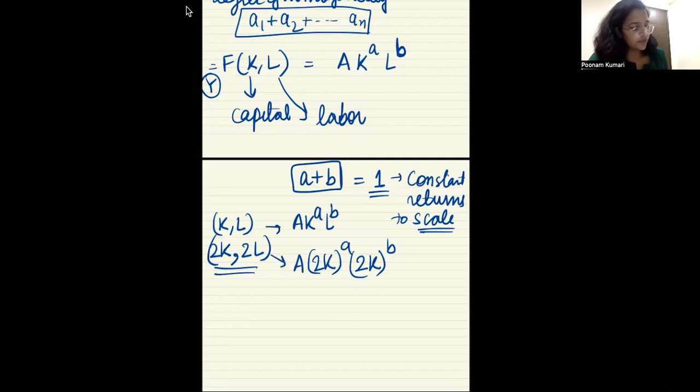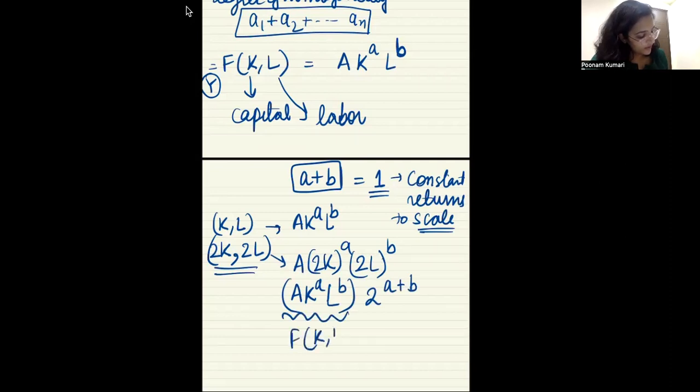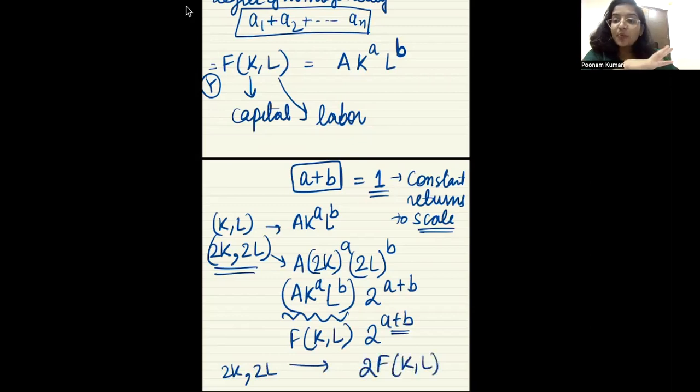So what will this be? A K raised to the power A and, oh sorry, this is L. So L raised to the power B. ठीक है, and we have 2 raised to the power A plus B. ठीक है, so this is simply my production function, F(K, L). ठीक है, so अब अगर ये A plus B की वैल्यू 1 है, so A plus B is 1, that means अगर आप कैपिटल डबल लगा रहे हो और डबल लेबर लगा रहे हो तो आपका जो आउटपुट है वो भी 2 times F(K, L) हो रहा है, राइट? मतलब आपका आउटपुट भी डबल हो गया, राइट?